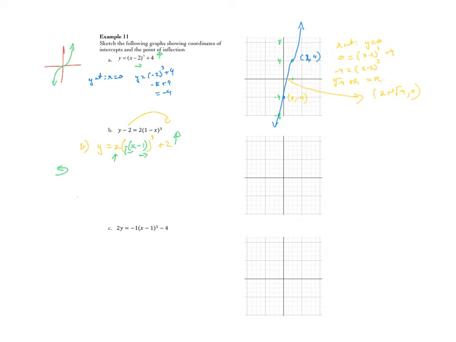So point of inflection at the point 1, 2. Let's get an x-intercept. Actually, we'll get the y-intercept first, it's a bit easier normally. The y-intercept, if I put x equal to 0, I get y minus 2 is equal to 2 times 1 minus 0 all cubed. So that's just 1 cubed, which is 1, times 2 is 2. So y is equal to 4. So I get the point 0, 4.